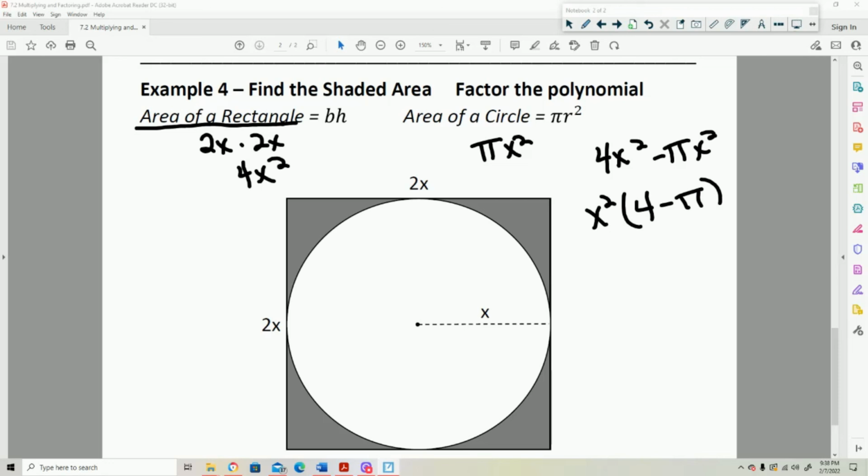That takes care of multiplying and factoring, or the basics of multiplying and factoring.